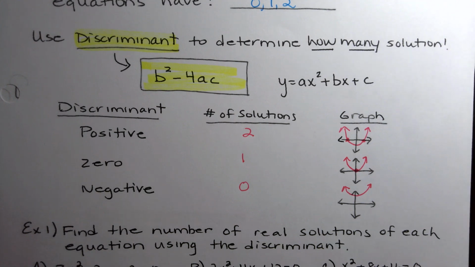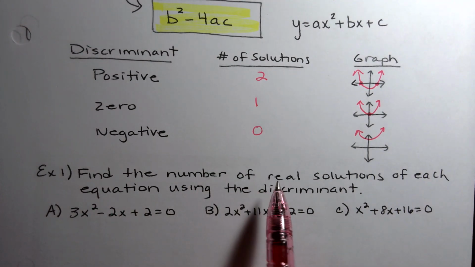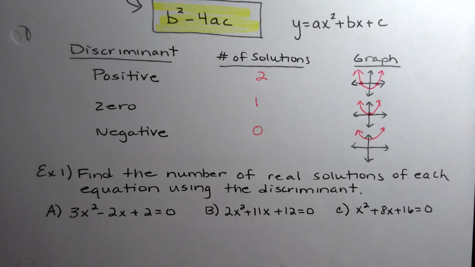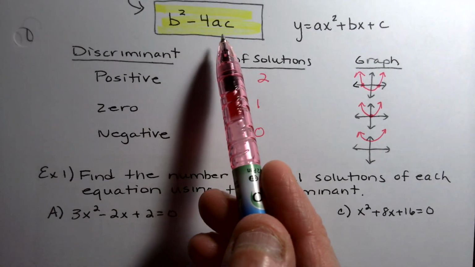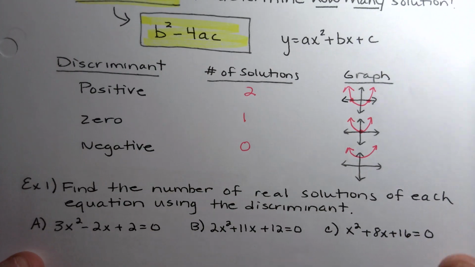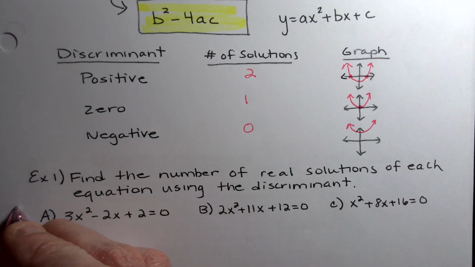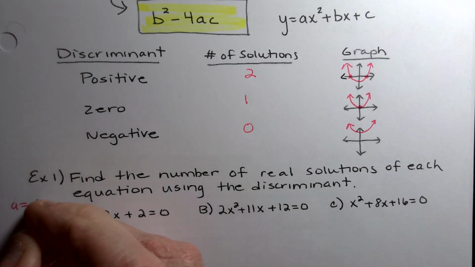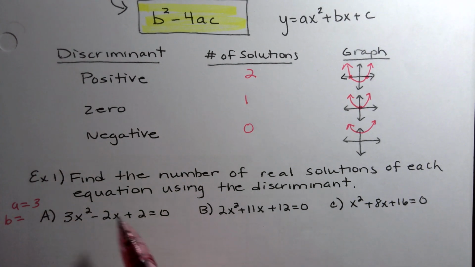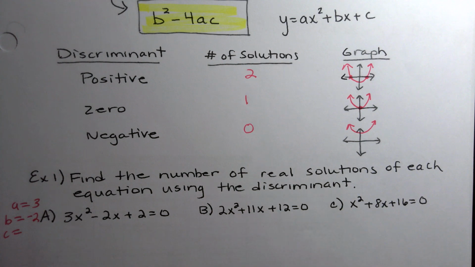Okay, so let's practice and show you what I mean. It says find the number of real solutions. So my answers for these are 0, 1, or 2. But I first will get to a different number first, and that's going to be this number. Then I have to see if it's positive, negative, or 0. So, first thing you need to know is what's A, B, and C. So A is 3, B is negative 2, and C is 2.